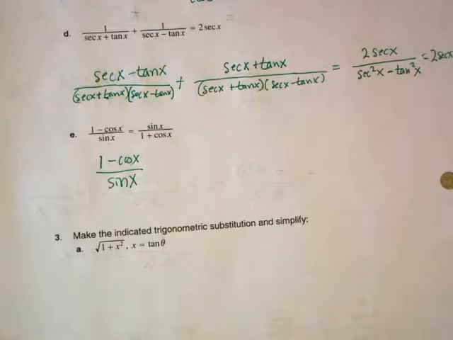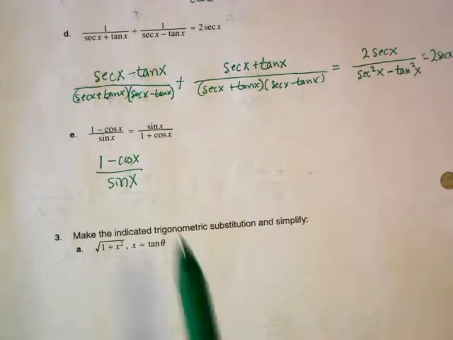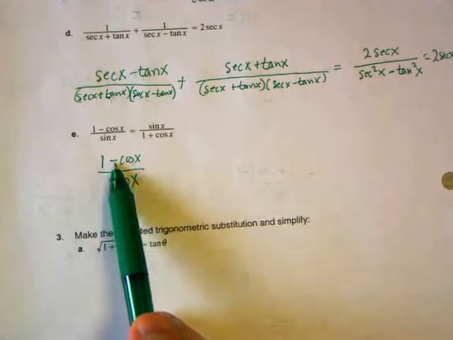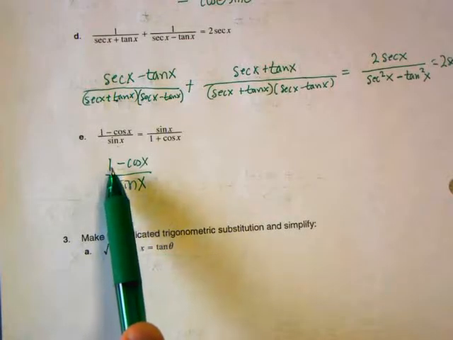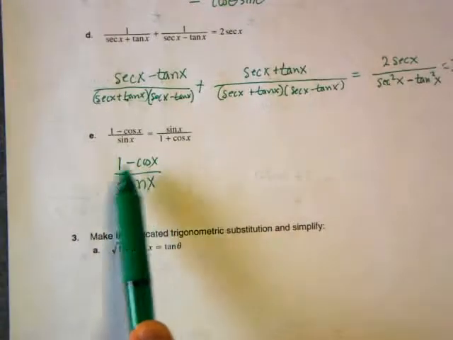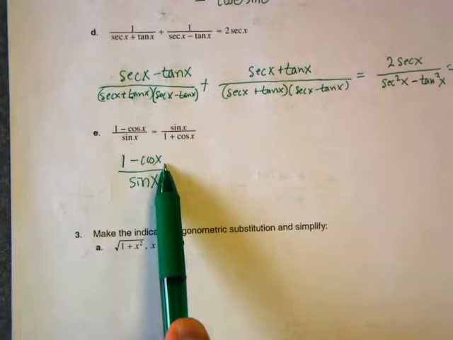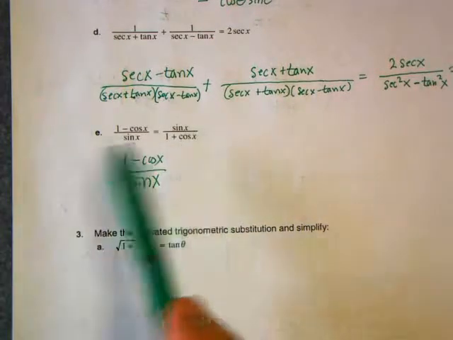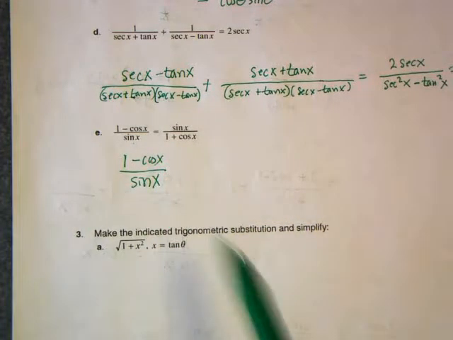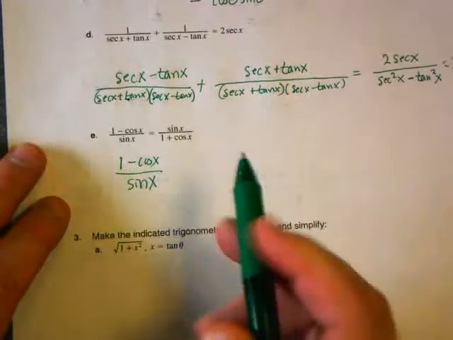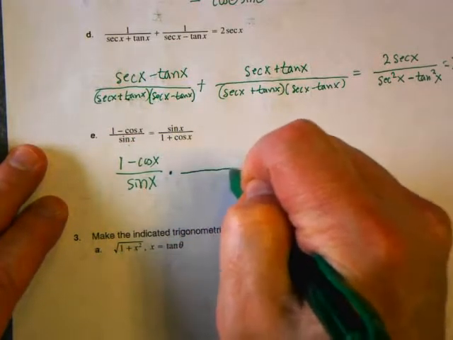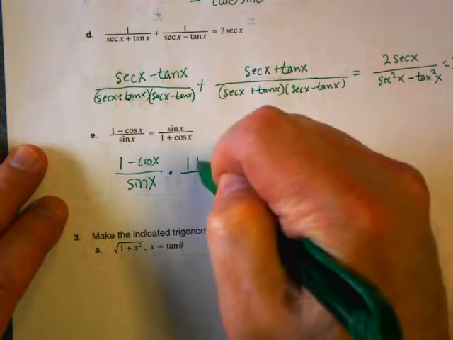All right. So this one has something a little different, something we haven't seen yet. But this is a very common thing. If you see a 1 minus cosine, or a 1 plus cosine, or a 1 minus sine, or a 1 plus sine, any of those four things, you should be thinking conjugate. So I see a 1 minus cosine, I'm going to think conjugate, and I'm going to multiply it by a 1 plus cosine.